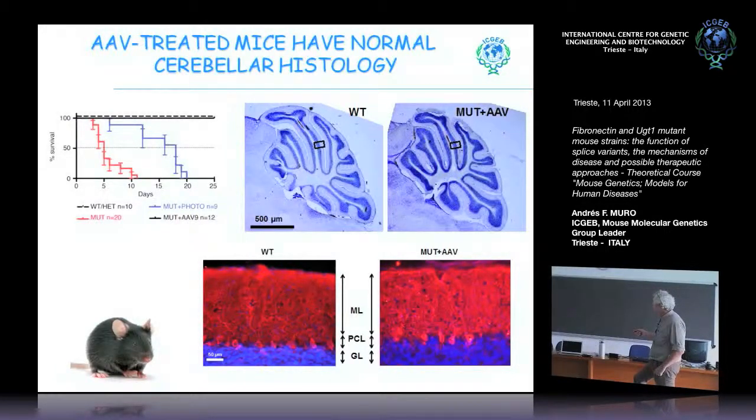So the architecture of the cerebellum and its layers was exactly the same as in the wild-type animals. You can see clearly here. And also the thickness of the layers was perfectly normal. And the number of the Purkinje cells and the presence and distribution of the dendritic arbor was exactly the same as in the wild-type animals.